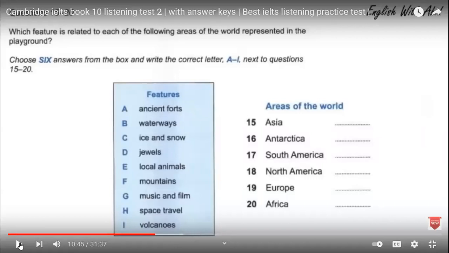Okay, already you have got the information for 15. What do you think? Which is right for 15? E. Anyone else? Local animals. Yeah, it's also E. What about others? Ancient pot. Asia versus local animals. The answer of this 15 is E. E will be the correct answer. You can listen to the audio again.